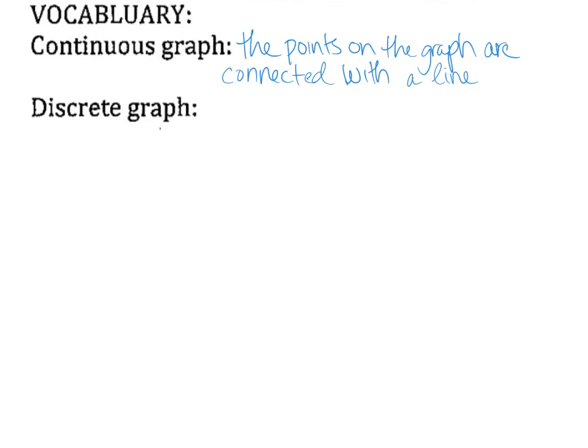All right, discrete. And this discrete's easy. Unconnected points. Just dots, random dots all over. No line touching them, no line connecting them, just dot, dot, dot, dot.